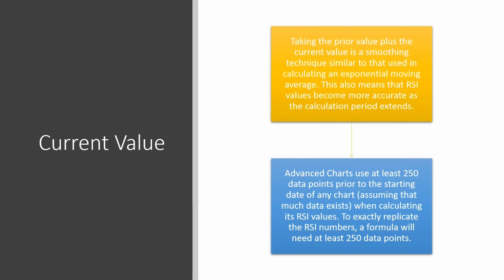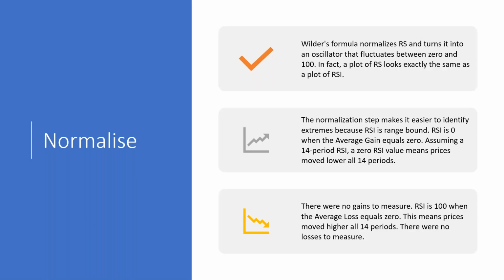But this also means that the RSI value becomes more accurate as the calculation period extends. Now, there are charts that use as much as 250 data points for the starting date of the chart when calculating its RSI value. To exactly replicate the RSI numbers, a formula would need at least 250 data points. Now, Wilder's formula normalizes RS and turns it into an oscillator that fluctuates between 0 and 100.